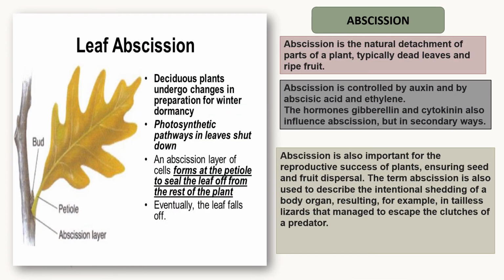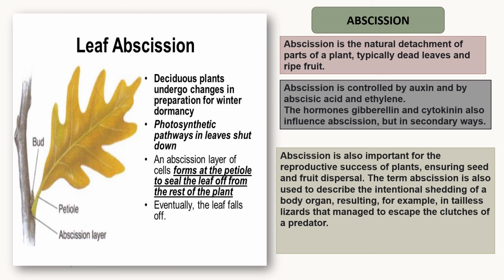And last but not the least topic of this chapter is abscission. What is abscission? Abscission is the natural detachment of parts of a plant, typically dead leaves and ripe fruit. What is the hormonal control of abscission? Abscission is controlled by auxin and by abscisic acid and ethylene. The hormones gibberellin and cytokinin also influence abscission, but in secondary ways.